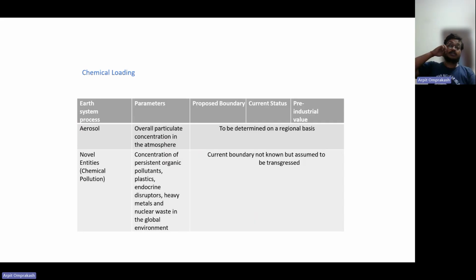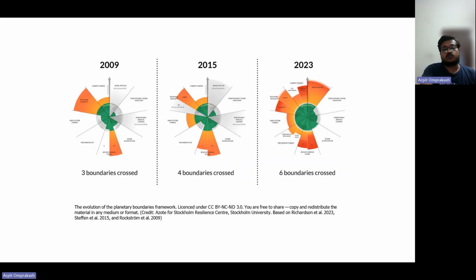Right. And the thing is, these things are not quantified very properly because these are very local phenomena, right? So the concentrations and the values vary a lot locally, and therefore the proposed boundary and how we should deal with it should be determined on a regional basis, right? So this is what they show.